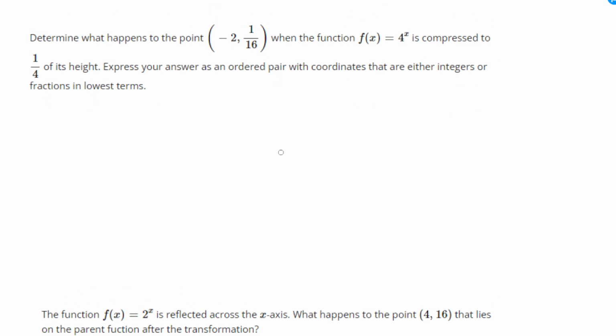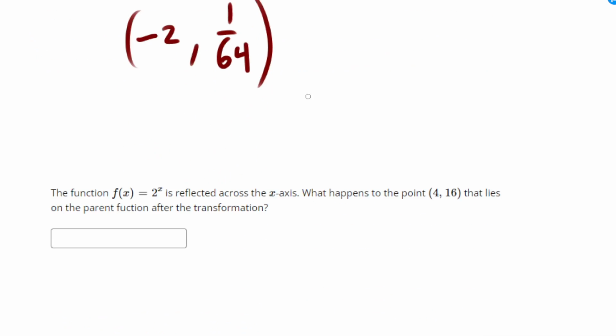What happens to the point -2, 1/16 when the function f of x equals 4 to the x is compressed to 1/4 of its height? So we'll just times this by 1/4, which is going to be -2, 1/64, because it is only affecting our y value.